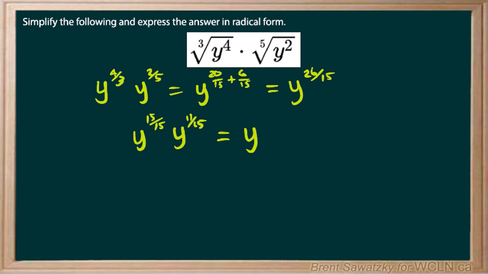So now would be a good time to put it back into radical form, because now we've already pulled out one of the y's, and we're left with a y in here as an 11 and a 15. And so could you have, at this point, put it back into the radical form and then pulled it out like we did previously? Absolutely.